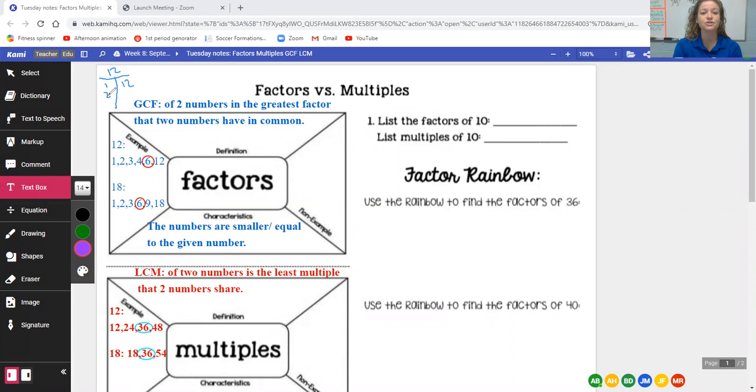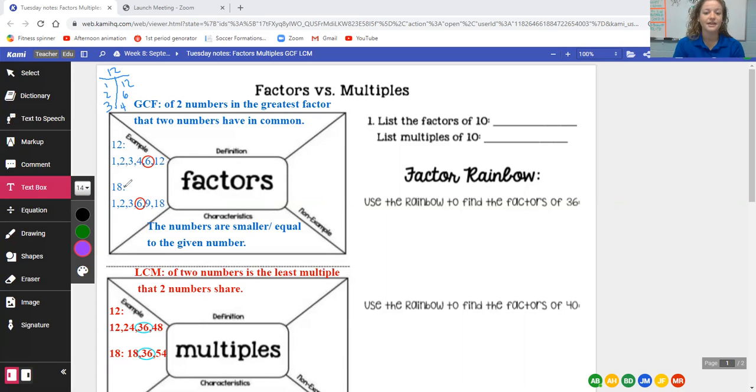So next would be 2. 2 times what is 12? 6, very good. So after 2 comes 3. 3 times what is 12? 4. All right, so that is how we got our factors for 12. So go ahead and write down your factors for 12.